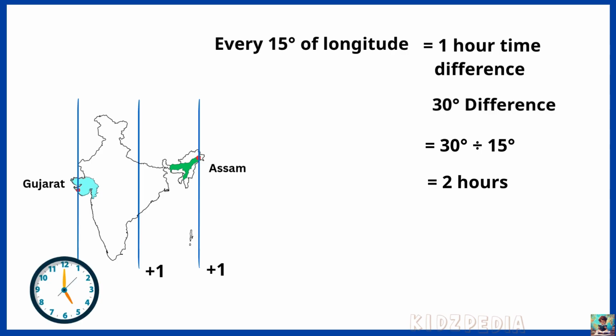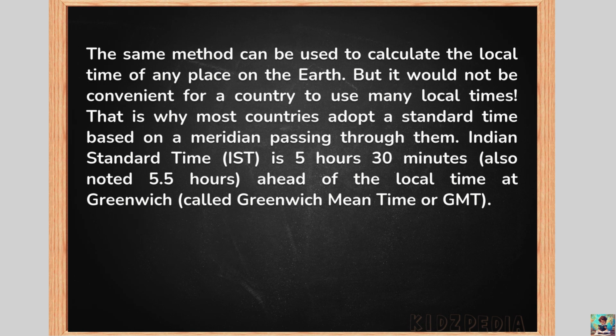So, if it's 5 p.m. in Porbandar, it's already 7 p.m. in Tinsukia. That's why the friend in Assam is already in the dark while the friend in Gujarat still sees daylight. The same method can be used to calculate the local time of any place on the earth.